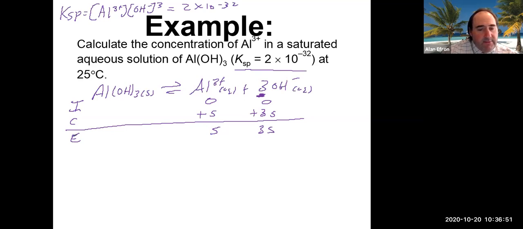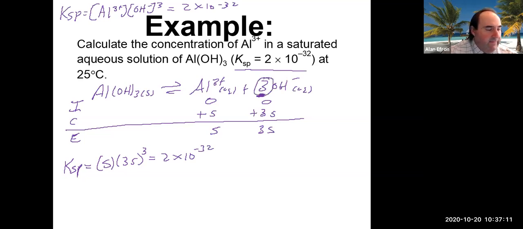Since we are only given the Ksp, we're going to put that into our Ksp expression. That would give us S times 3S cubed equals 2 times 10 to the minus 32. Again, you don't want to forget the cubing part as well for that. And it's very, very common. People go, I did the 3 already, I've got to cube it again. It's something that's very commonly missed.